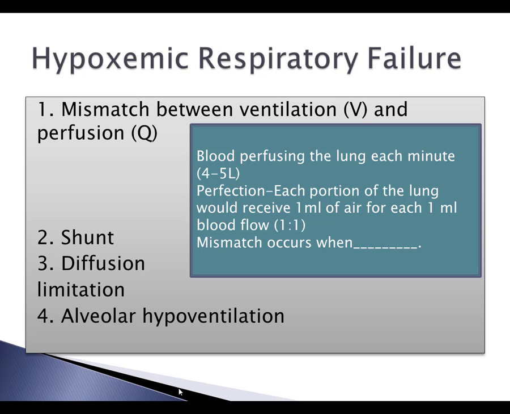Shunt is another type of VQ mismatch. Shunt occurs when the blood leaves the heart without having participated in gas exchange. It is extreme VQ mismatch. An example of an anatomic shunt would be a ventricular septal wall defect. So the patient's actually skipping and bypassing the lungs, just pumping the blood from the right ventricle to the left ventricle.